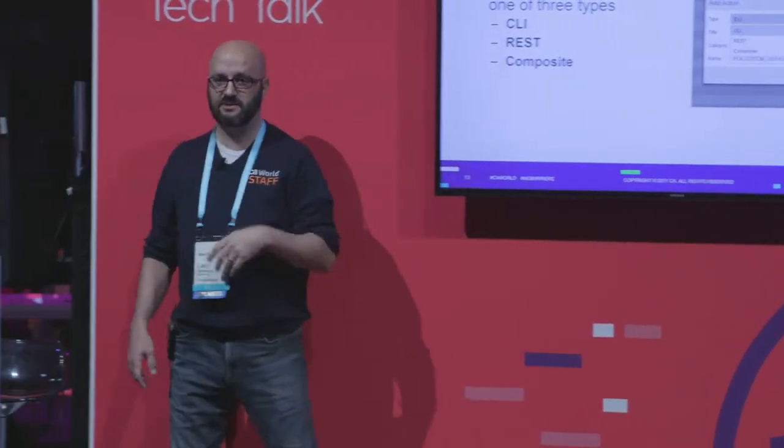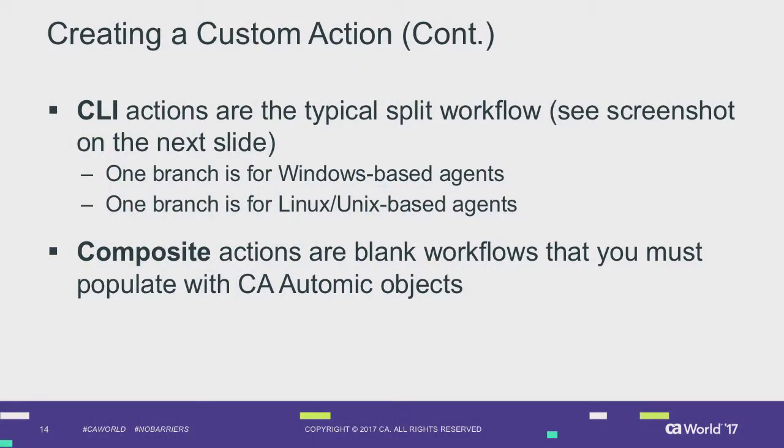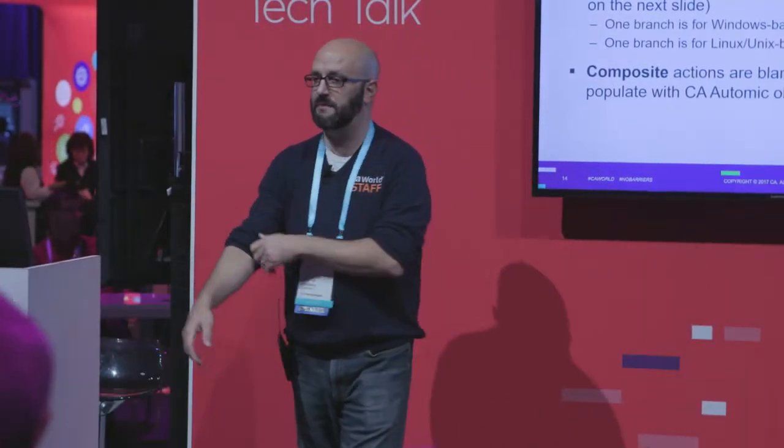REST, as I mentioned, is your typical REST APIs. There are some additional screens that allow you to control the way that API is invoked and how the results are parsed. And then for everybody else, there's Composite, which basically means it's nothing. So if you're not Windows and you're not Unix and you want to integrate with another type of platform that we support, you're going to have to use Composite and build everything yourself.